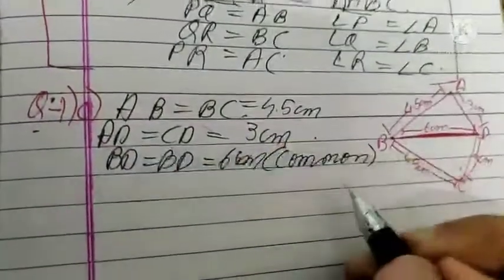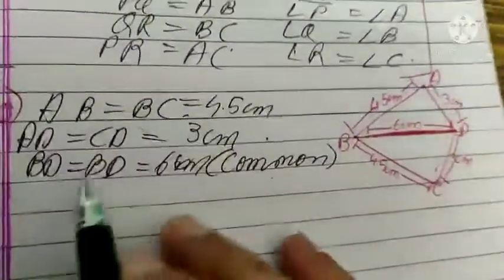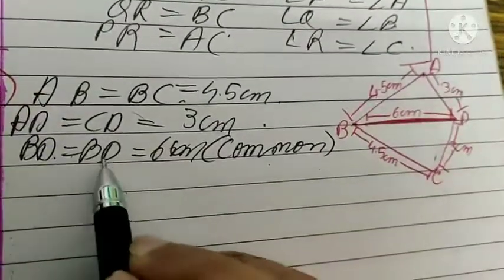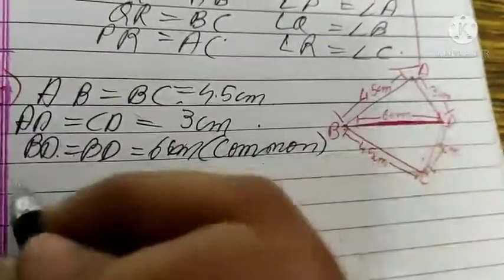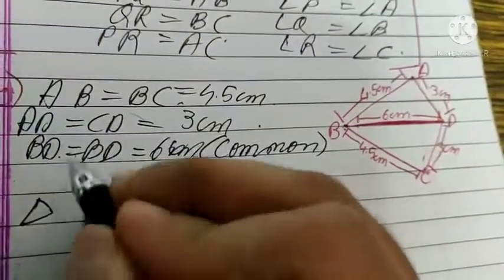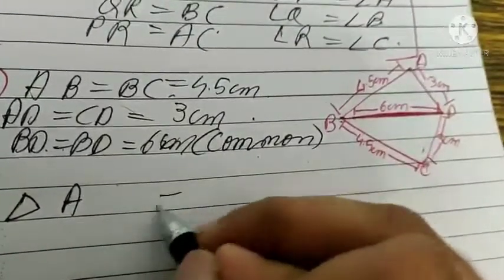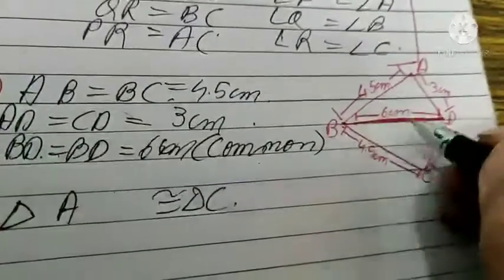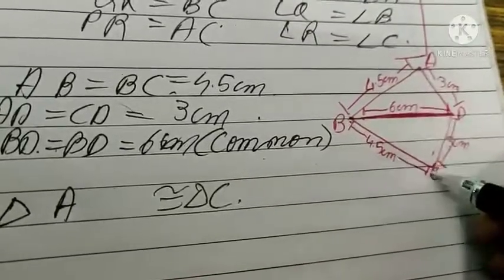So now, what will be the correct correspondence? Again, for correspondence we will go with this order. In the above triangle, BD and BD are equal. The point in front of BD in the above triangle is A, and in the below triangle the point that was congruent is C. BD and BD are equal. The point in front of BD is A, and the point in front of BD is C.